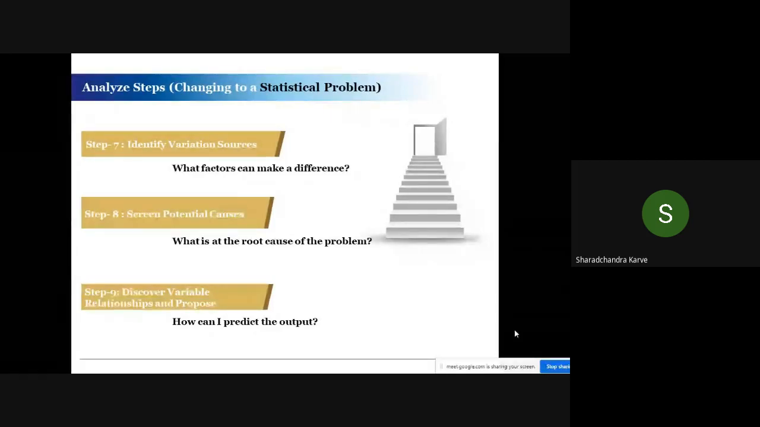So let us move to the most important aspect of the analyze phase, which is the basic QC tools. So we'll be covering basic QC tools, quality tools, to identify or screen the X's. So let us move to the next slide, please.